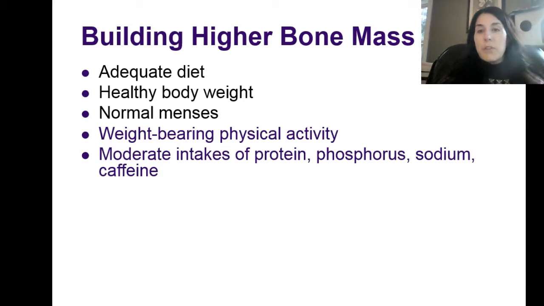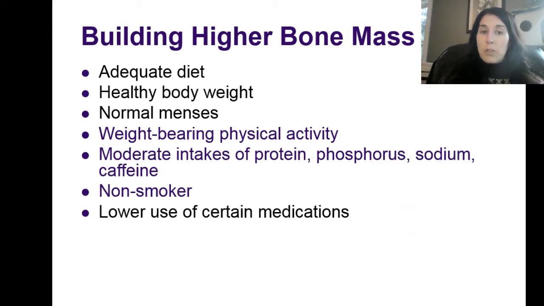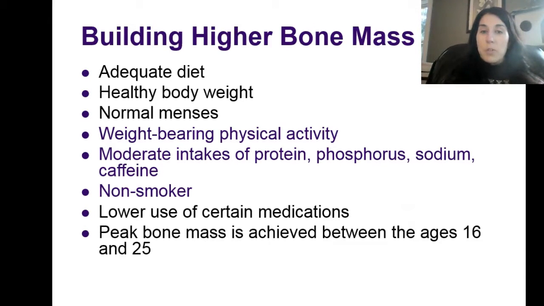Moderate intakes of protein, phosphorus, sodium, and caffeine. You don't want to bind and excrete that calcium. Smokers have lower bone density than non-smokers. There's certain medications that interfere with calcium absorption, and they believe that peak bone mass is achieved between the ages of 16 and 25. So if you don't attain that peak bone mass, your ship has kind of sailed. There are things to do to prevent loss, but that peak mass is attained in that age range, which is fairly narrow in my opinion.